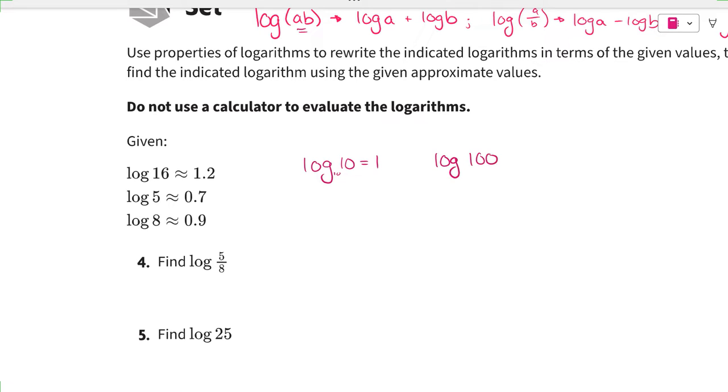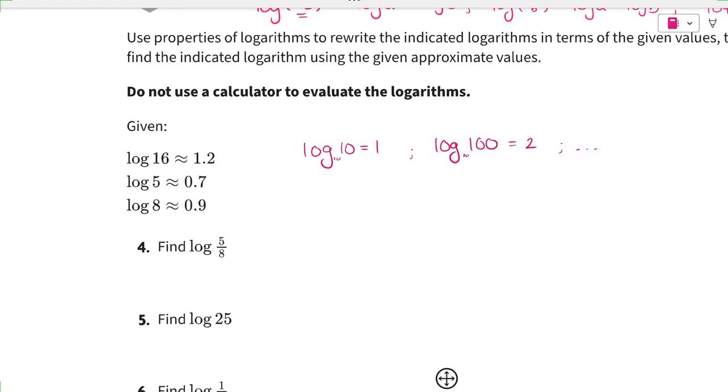Log of 100, well, we want to think 10 to what power equals 100? That's 2. So we also know powers of 10, right? So we don't need them for this first one, but they might come in handy for some of these.